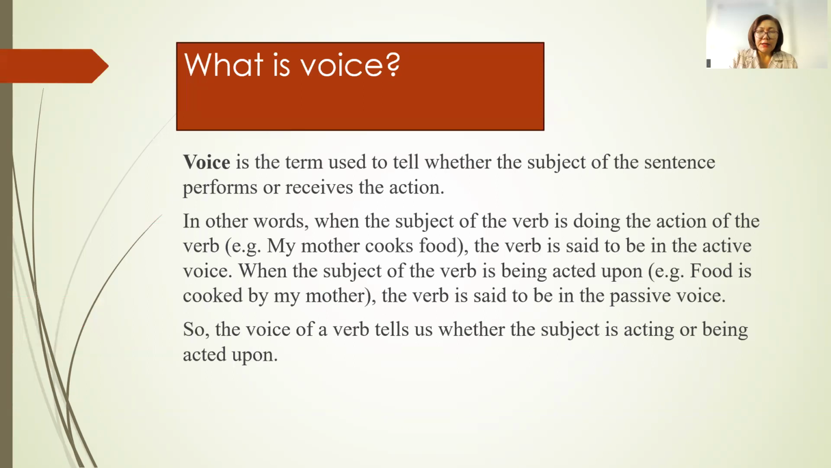The verb is said to be in the active voice. When the subject of the verb is being acted upon, for example, food is cooked by my father. Football is played by him. The verb is said to be in the passive voice. So the voice of the verb tells you whether the subject is acting or being acted upon.